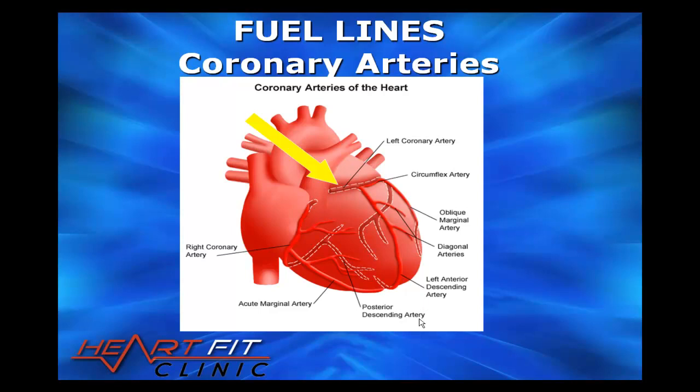Now it splits off into the other two major arteries of the heart. It splits off into the left anterior descending artery, which supplies blood to the front left side of the heart, which includes the middle portion of the left and the right ventricles too. And then we have the left circumflex artery, which supplies the left side of the heart and down the back.